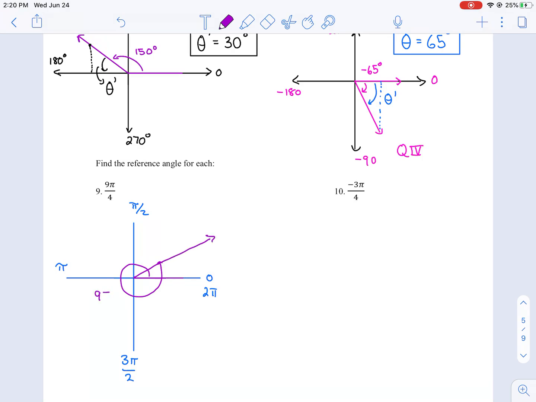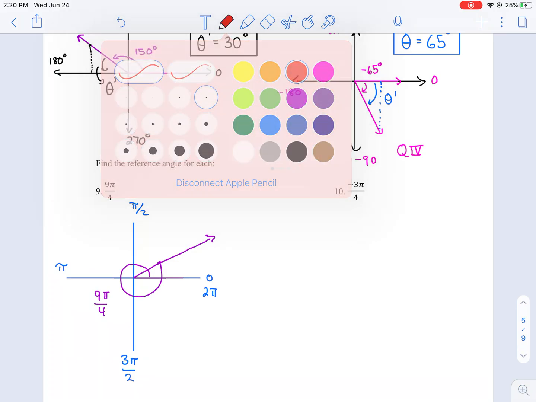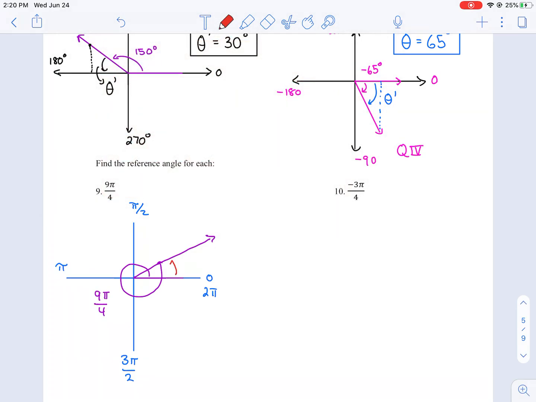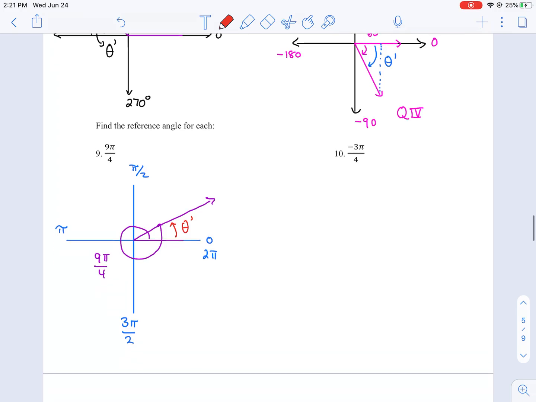And this is the angle 9 pi fourths. The reference angle is going to be this angle right here. That is the reference angle. And how do we find that reference angle? Well, it looks like if we take 2 pi and add the reference angle, we should get 9 pi fourths.